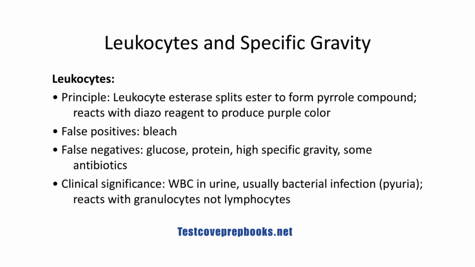Leukocyte testing is based on the action of leukocyte esterase, which splits an ester to form a pyrrole compound that reacts with a diazo reagent to produce a purple color. False positives may occur from bleach, while false negatives can result from glucose, protein, high specific gravity, or certain antibiotics. Clinically, a positive leukocyte test indicates white blood cells in urine, usually pointing to bacterial infection, or pyuria. The test primarily detects granulocytes rather than lymphocytes.